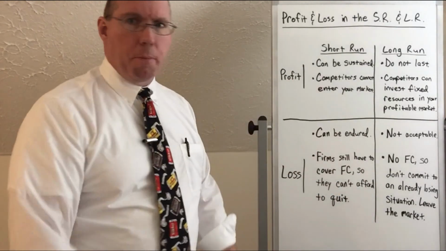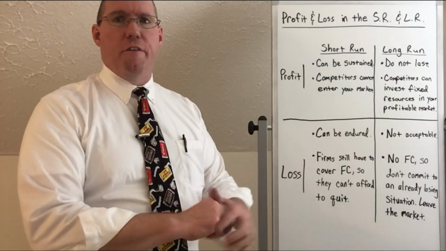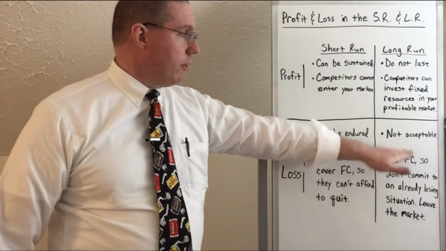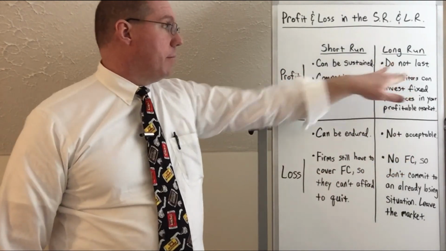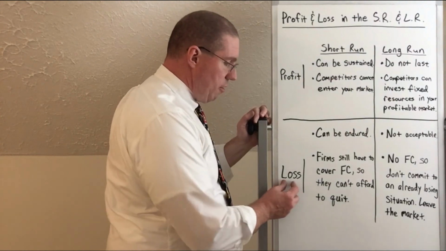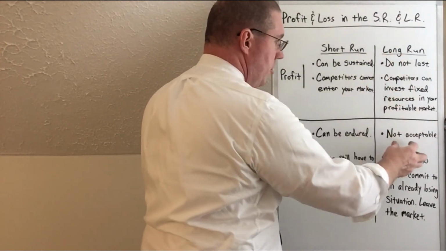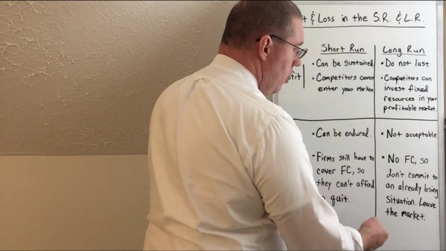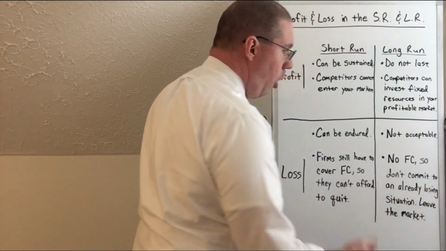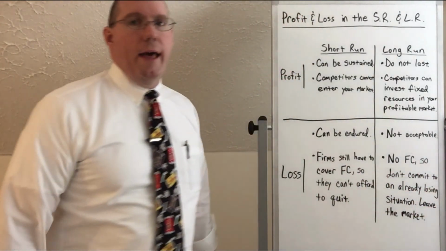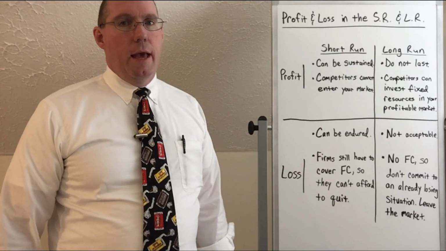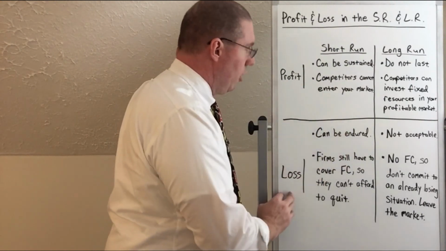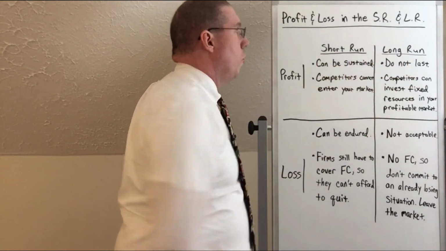In the long run, you can change your products. You can become smaller if you need to. Or maybe becoming larger will actually put you in a place where you're not losing anymore. Okay? But then that would move you up here to profits. But if loss is what you're facing and your company is in the long run decision making, losses are not acceptable. Because there are no fixed costs, okay, you shouldn't commit to an already losing situation. You should just go ahead and leave the market, okay? And so here is the different ways that firms look at profit and loss, whether they're dealing with the short run or the long run.